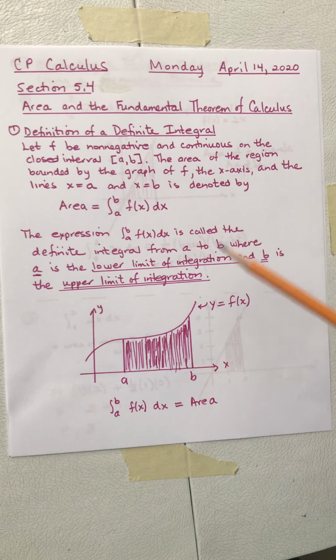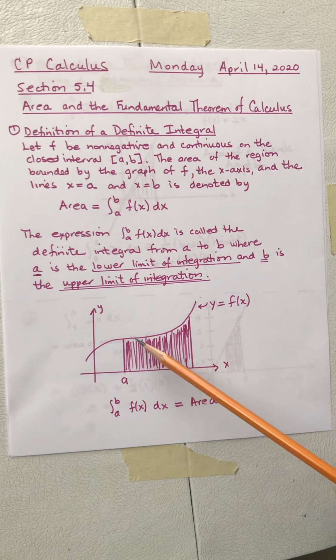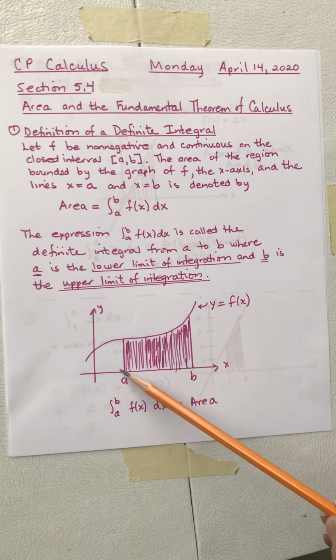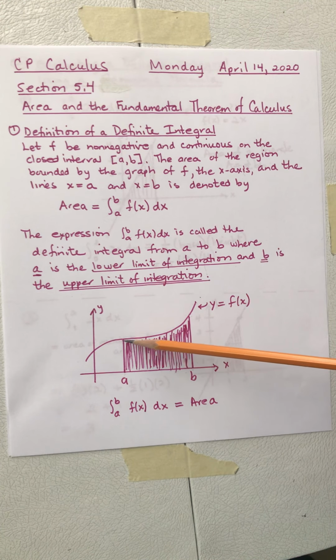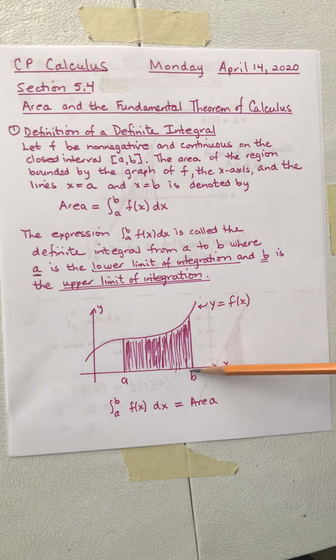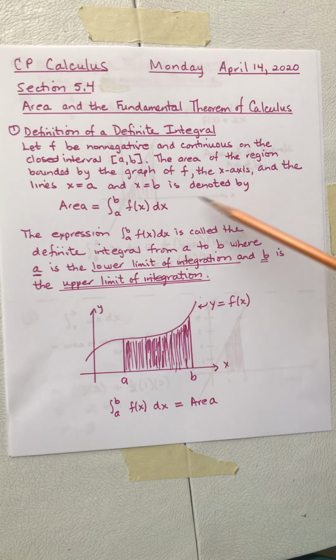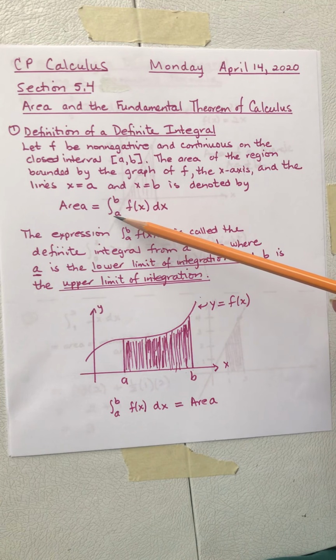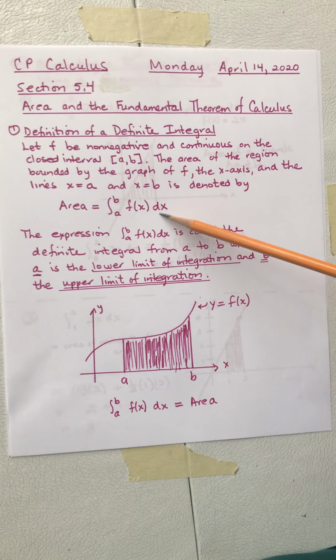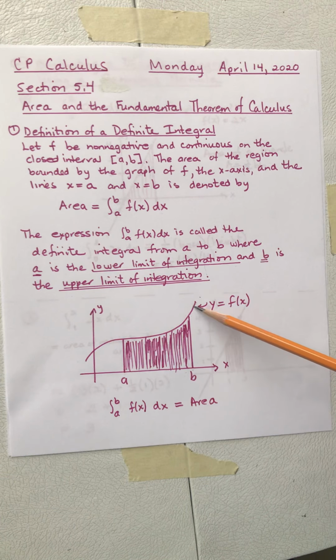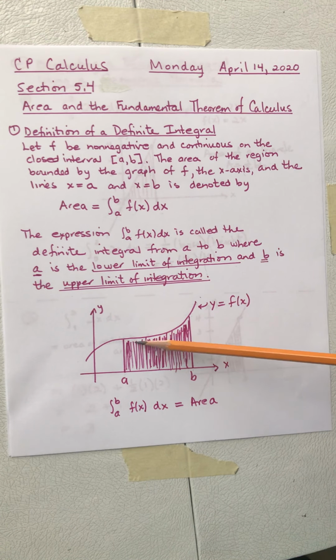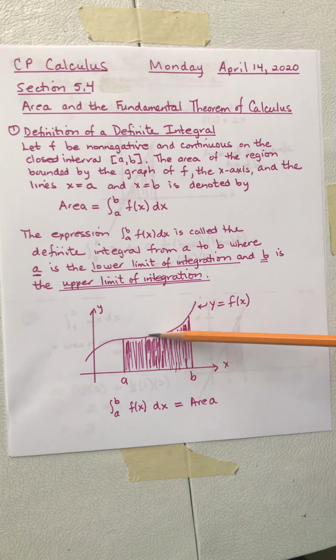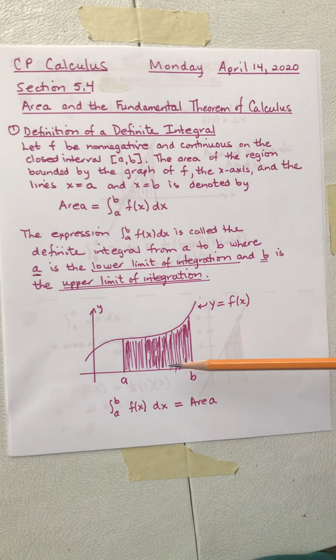So let's look at that. It's bounded by the graph of f, here it is, the x-axis, and the vertical lines x equals a and x equals b. And so that's really this shaded region right here. That's denoted by the area is equal to the integral from a to b of f of x dx. So we're going to integrate f of x from a to b, and that's going to give us the area under the curve, between the curve, the x-axis, and between the vertical lines a and b.